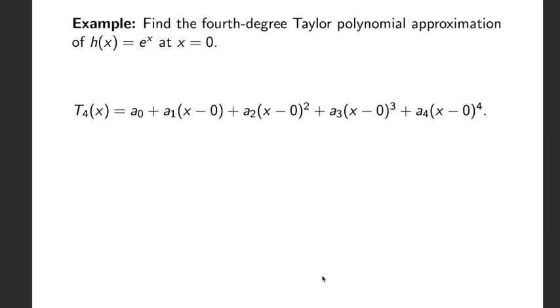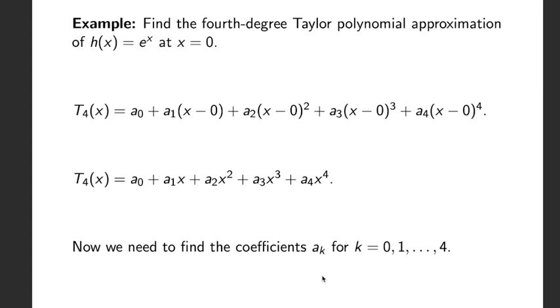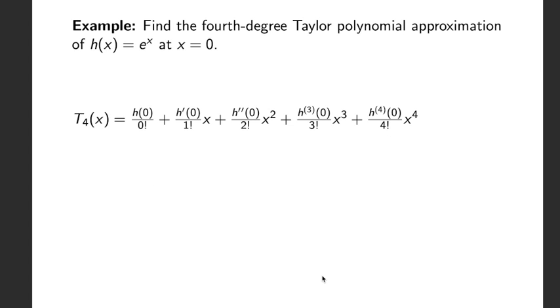Now it's a pretty similar process if we were trying to find a fourth degree Taylor polynomial approximation of h of x equals e to the x at x equals 0. It's just that now we're going to have 5 coefficients. We need to find the values of a sub k from a sub 0 to a sub 4. So after we plug in and simplify, the general form here will be a sub 0 plus a sub 1 x plus a sub 2 x squared plus a sub 3 x cubed plus a sub 4 x to the fourth. And our job is to figure out these a sub values.